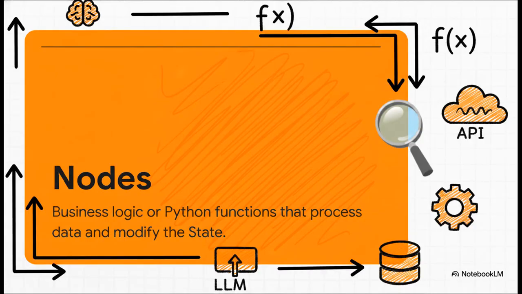Our second block represents the nodes. If the state is the memory, nodes are the actual workers, the business logic of your application. In practice, a node is just a Python function. It takes the current state, performs a highly specific action, maybe pinging an LLM, searching the web, or using a calculator, and then it seamlessly updates the state with its shiny new findings.